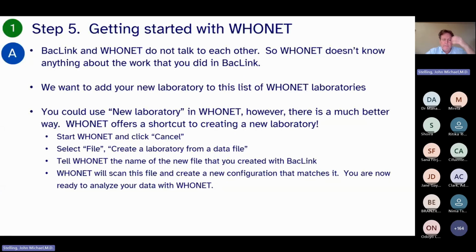Step 5, getting started with WHONET. BacLink and WHONET do not talk to each other, because a lab might have one WHONET, but they might have 3 BacLinks. They might have a Vitek and a lab system and a special Excel file, a special research project. So that's why BacLink and WHONET don't talk to each other, because they're sort of serving different purposes. So WHONET doesn't know about the work that you did with BacLink. So when you go to WHONET, you want your lab to appear on the list of WHONET laboratories. One way to do that is you click on New Laboratory in WHONET, and you do it from the beginning. But there's a much better way. We have created a shortcut, and I'll tell you about the shortcut later.